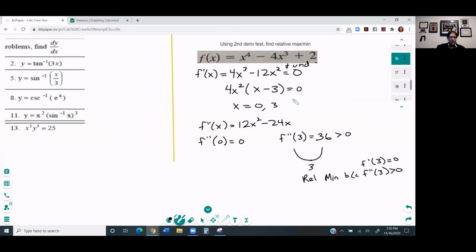Now, the second derivative test is bad for when you get 0, because it's inconclusive. Yes, so we'll have to go back and actually do the first derivative test with it.